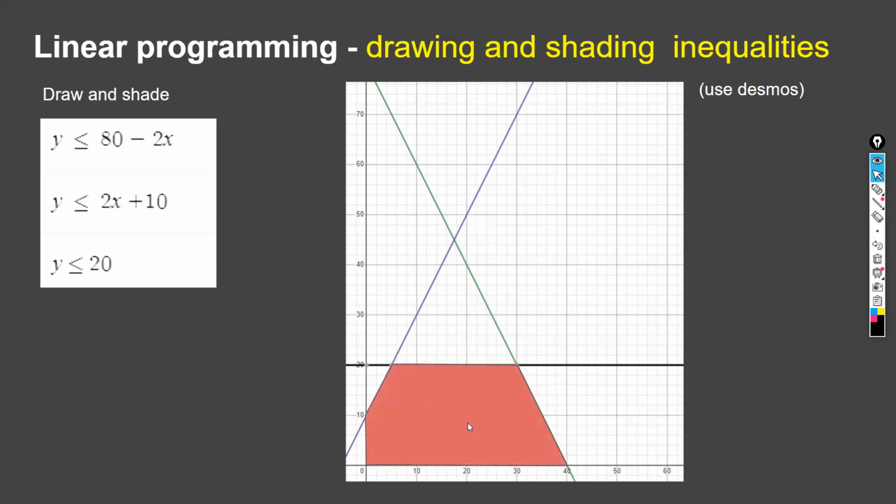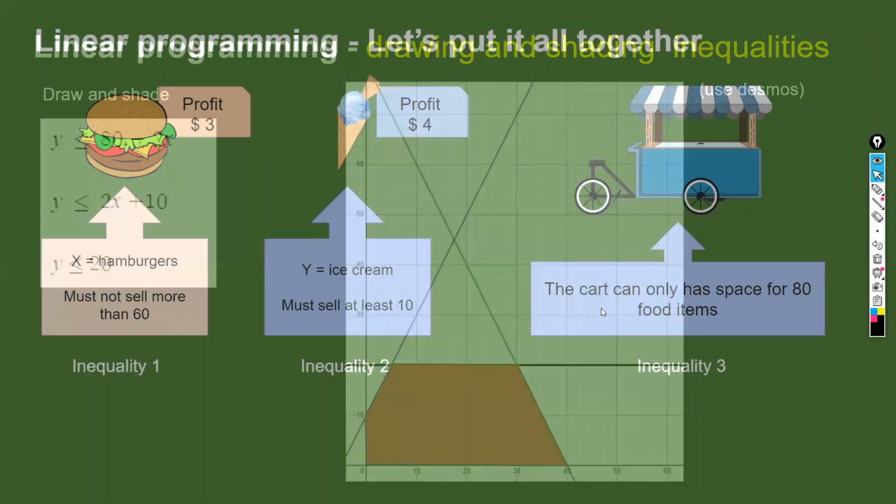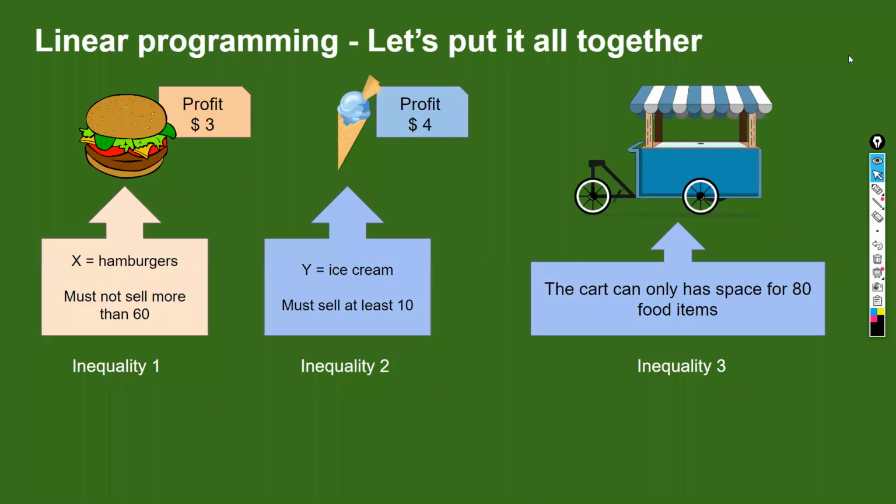Oh, by the way, here's the shaded region. I forgot to put in the answer. So here's our business model. We are going to set up a business where we sell two things, the two yummiest things on the planet: hamburgers and ice cream. So after you eat your hamburger, you can enjoy some dessert.